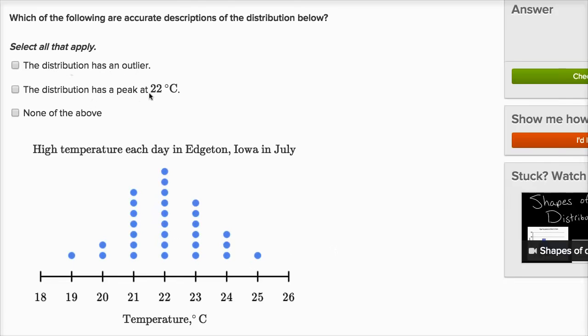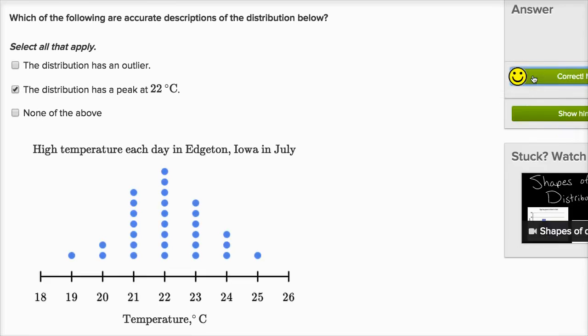The distribution has a peak at 22 degrees. Yeah, it does indeed look like we have, and let's just look at what we're actually measuring, high temperature each day in Edgeton, Iowa in July. So it does indeed look like we have the most number of days that had a high temperature at 22, most number of days in July had a high temperature at 22 degrees Celsius. So that is a peak, and you can see it. If you imagine this is kind of a mountain, this is a peak right here. This is a high point. You have at least locally, you have the most number of days at 22 degrees Celsius. So I would say it definitely has a peak there. Since I selected something, I'm not going to select none of the above.